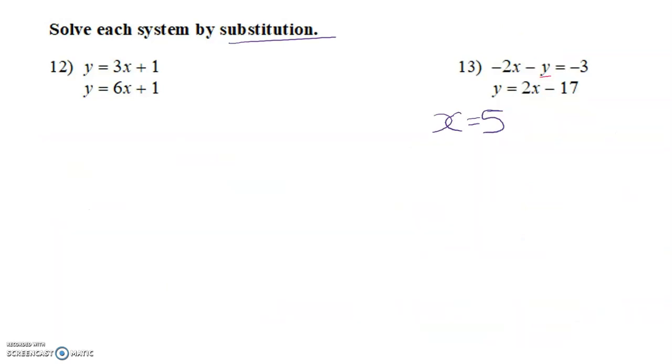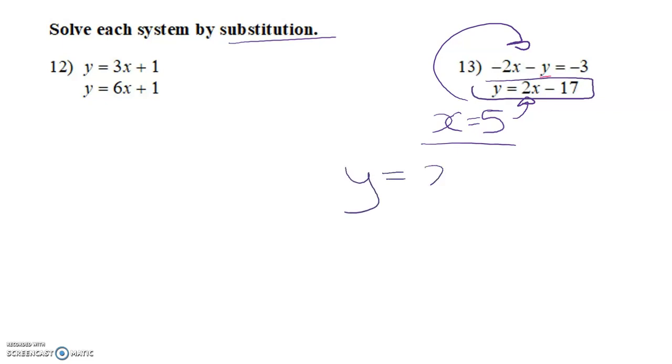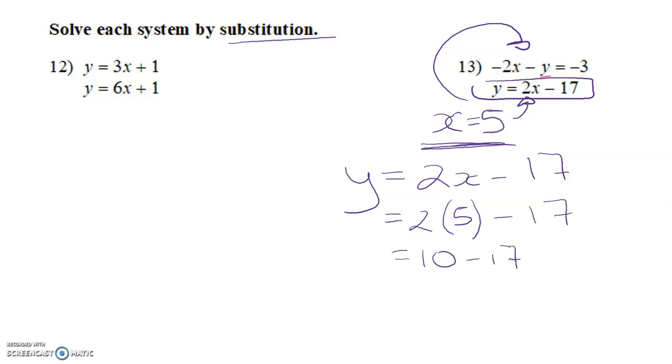Now that you know x, you still need to know y. So you need to put this x equals 5 into one of these equations. It doesn't matter which one, you're going to get the same result. I'm going to use this one here because it looks a little bit easier to me. So y equals 2x minus 17. Now instead of the x, I'm going to put 5, because that's what we determined x to equal. So I'm going to tidy that up. 2 times 5 is 10, so 10 minus 17, and that equals negative 7. So y equals negative 7.